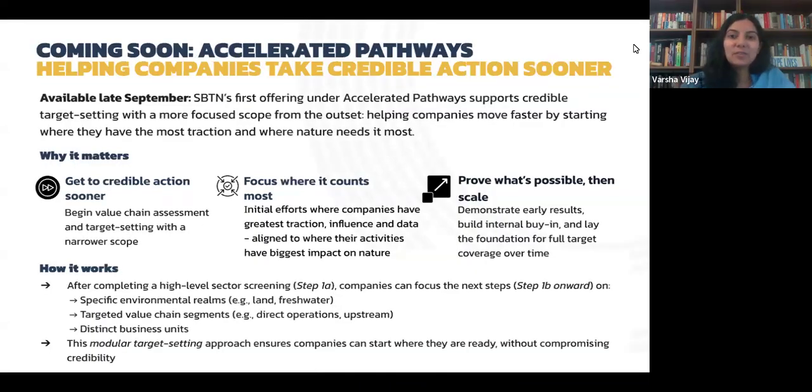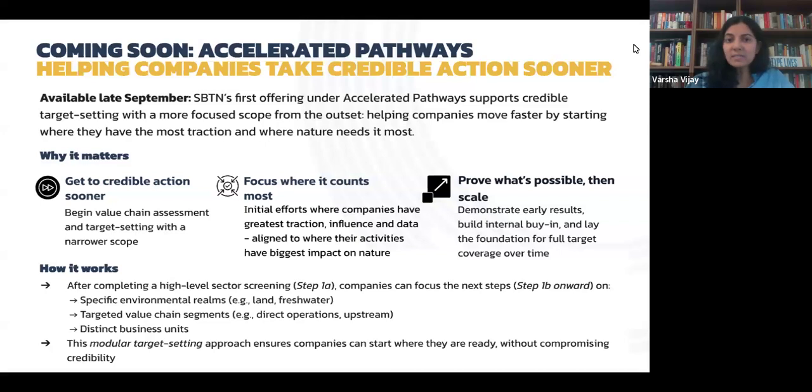We often get questions from companies, though. How do I do the work necessary to set science-based targets, especially those companies that are early in their nature journey? So to help companies identify pathways to take credible action sooner, we've developed accelerated pathways. These accelerated pathways will be released hopefully later this month, and they offer companies a more focused scope from the outset of our framework, helping companies move faster to target setting and action by starting where they have the most traction and where nature needs it most.